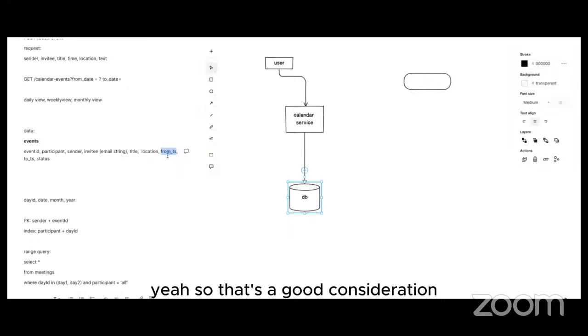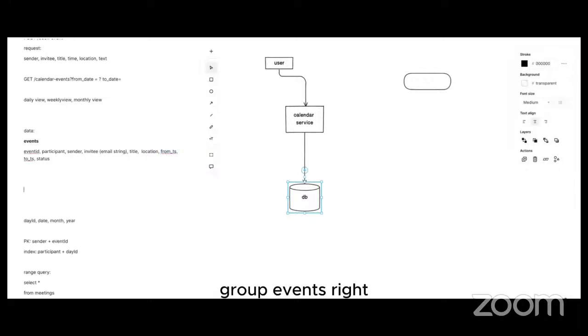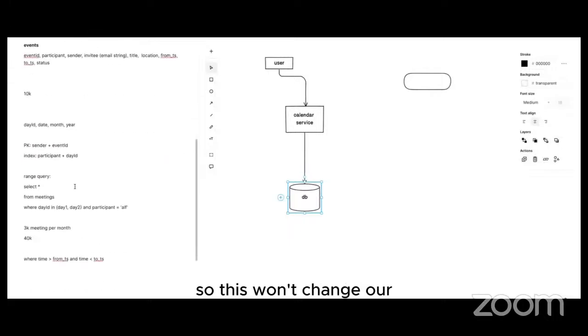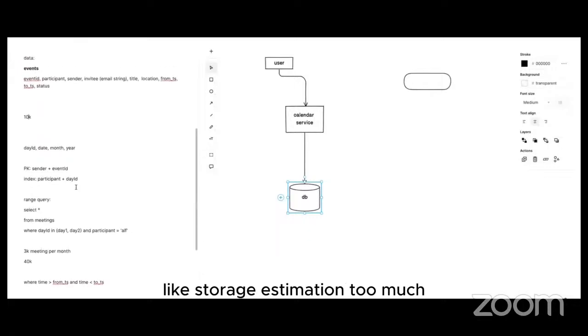So that's a good consideration. Basically there can be a group event, right? Maybe 10,000 people are invited. So how do we model those kinds of group invitations? I remember you mentioned earlier that a group invitation is actually no more than 1,000 people. Am I right? Right. Yeah. So if it's no more than 1,000 people, and those are not very frequent events, this won't change our storage estimation too much. Okay.